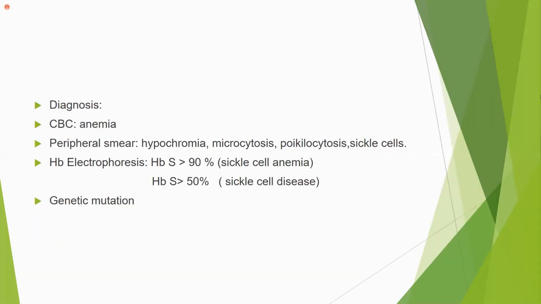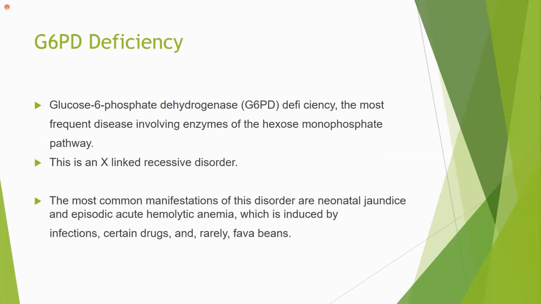So after hemoglobinopathies, we come to the red cell enzyme defects. One of them, most common, is the G6PD deficiency. G6PD deficiency is the most frequent disease involving the enzymes of the hexose monophosphate pathway, and it is an X-linked recessive disorder. The most common manifestations of this disorder are neonatal jaundice and episodic acute hemolytic anemia, which is induced by infection, certain drugs, and rarely the fava beans.